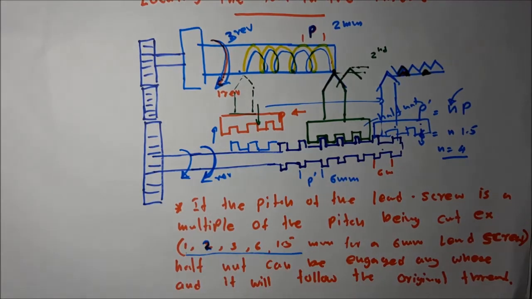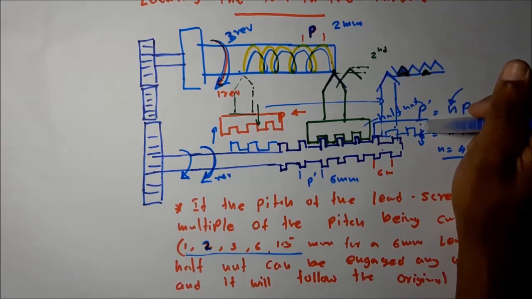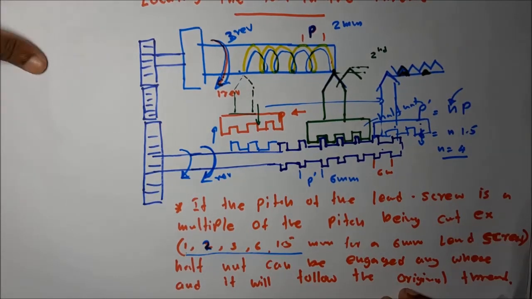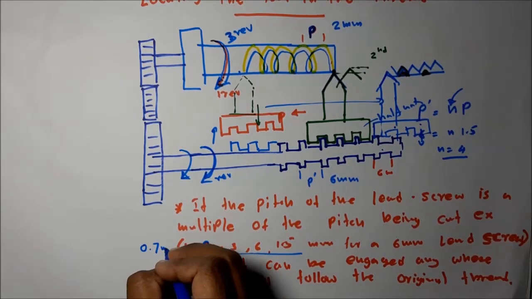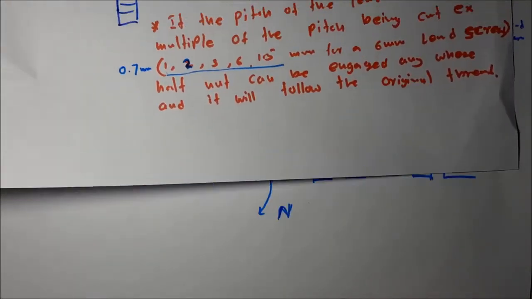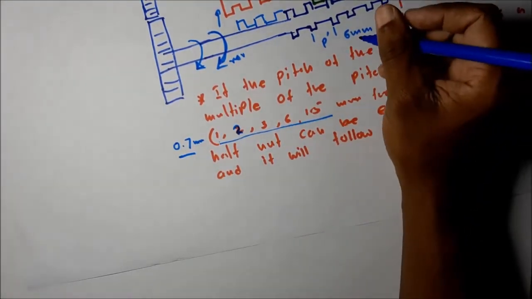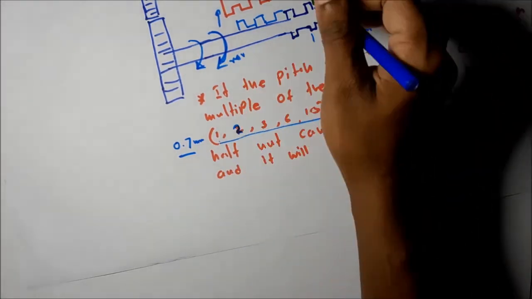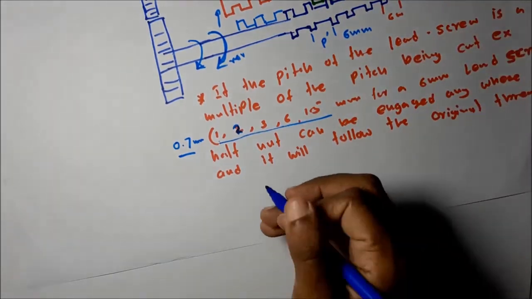If the pitch of the lead screw is a multiple of the pitch being cut, we can directly engage the half nut anywhere on the lead screw. Okay. Then what happens if, for example, you are cutting the 0.7 millimeter pitch? I will explain that one also. In this situation, we can't engage this cutting tool anywhere on this engagement position.